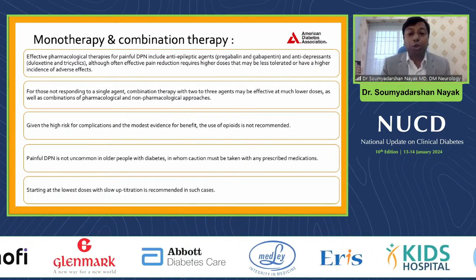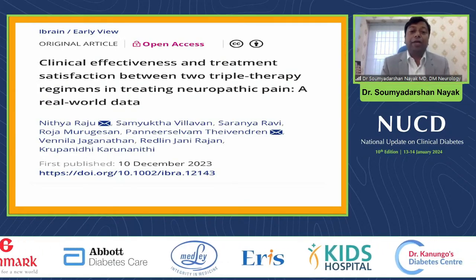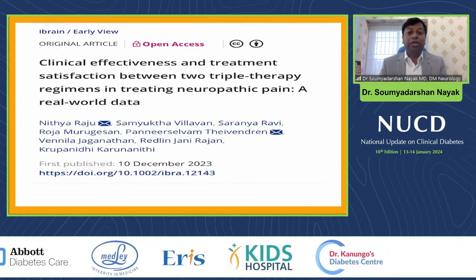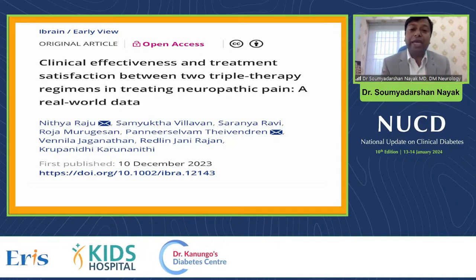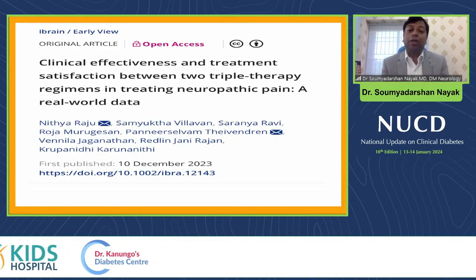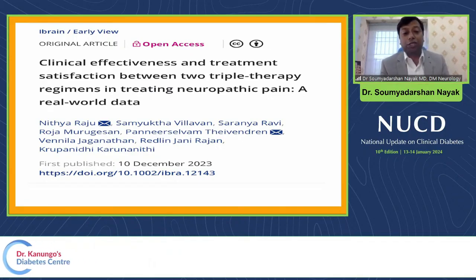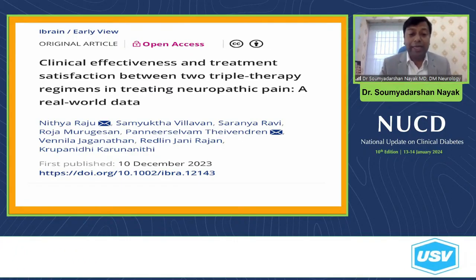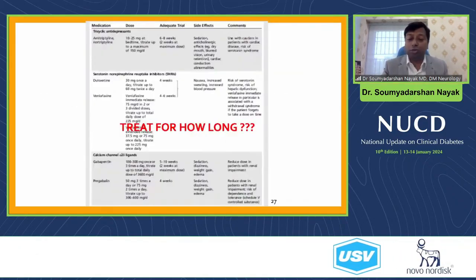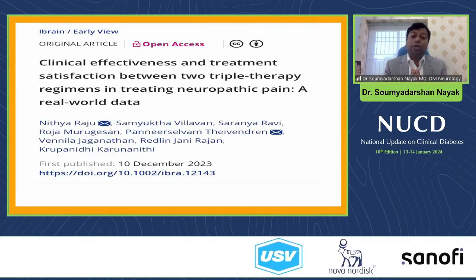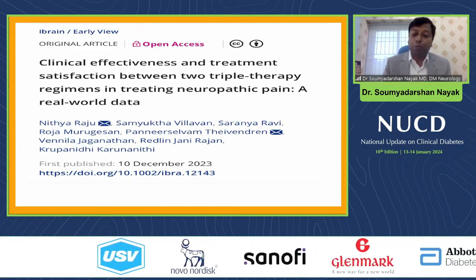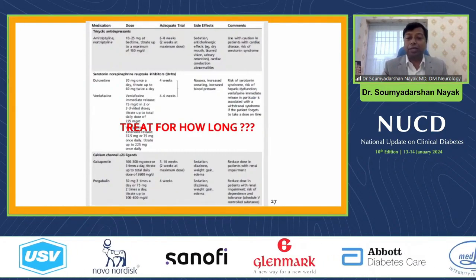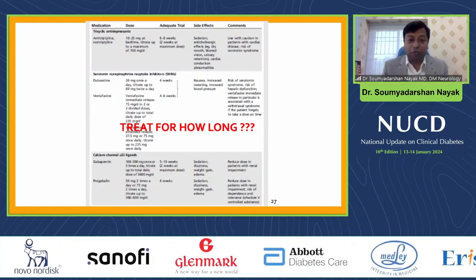Now, you can add 2 to 3 agents, but in real world, we see that there is not much difference if you add pregabalin with a nortriptyline and a methylcobalamin versus a gabapentinoid drug. This was published from the Indian data in December 2023, where they found that pregabalin is slightly more effective, but safety-wise, both pregabalin and gabapentin have similar side effect profile.